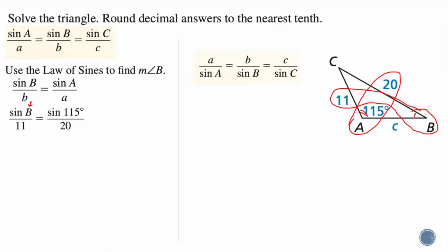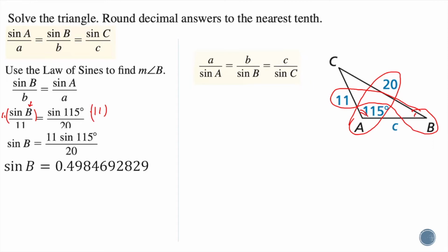So I'm going to multiply by 11 on both sides. And I have sine of B is equal to 11 times sine of 115 degrees divided by 20. Now, you can put this all on your calculator and you would get sine of B is equal to 0.49846, etc. However, if you want to be a little more accurate, you want to leave this the way it is until the very end.